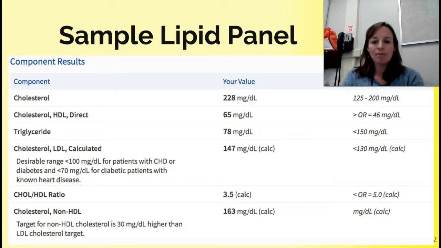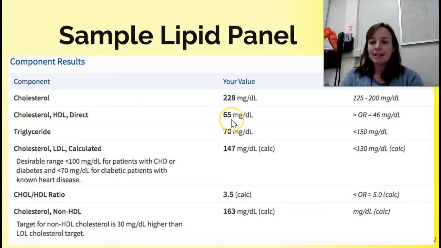So a lipid panel would look something like this. That's the standard range right there. Cholesterol. Let's say your value is 228, and the normal is 125 to 200. So this total cholesterol score would be considered high because it's over that 200.